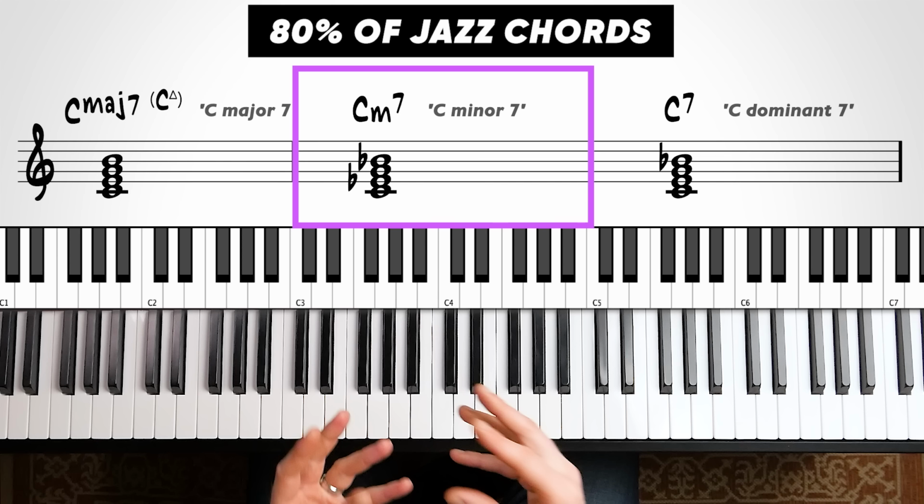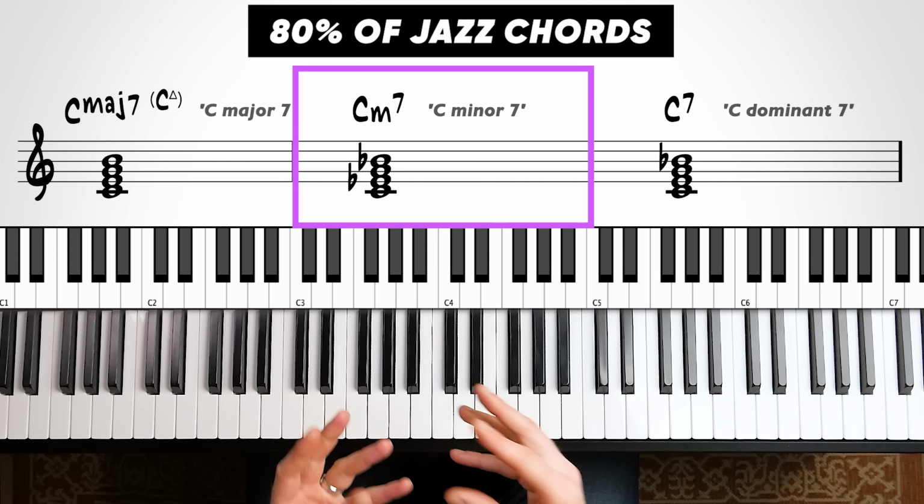So the first step to learning jazz piano is to learn the three main types of 7th chord. That's going to be the major 7 chord, this is C major 7. The minor 7 chord, this is C minor 7, and the dominant 7 chord, this is C dominant 7. And the major 7 chord is basically a major triad plus a major 7th. The minor 7 chord is a minor triad with a minor 7th, and the dominant 7 chord is a bit like halfway between those two. It's a major triad with a minor 7th.